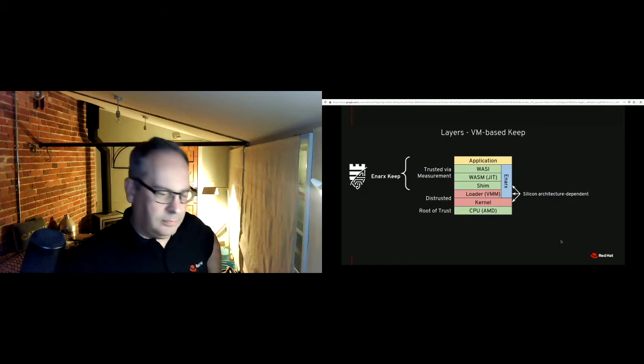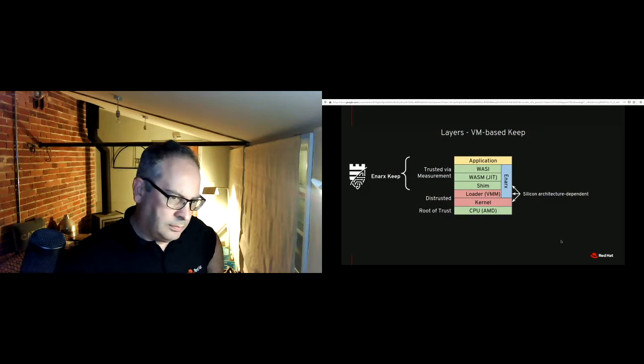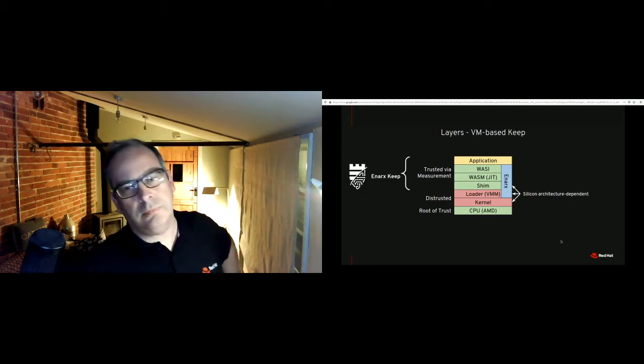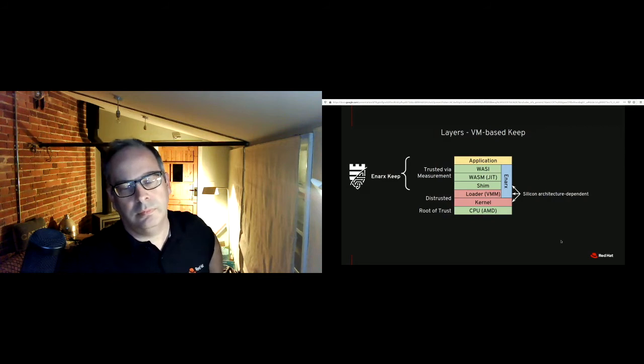One important thing to note is that Enarx plans to distribute those four layers: the loader, the shim, and the WebAssembly and WASI layers. The application is your responsibility, and of course the kernel is the cloud host's responsibility, and the CPU is the CPU vendor's responsibility. Absolutely.